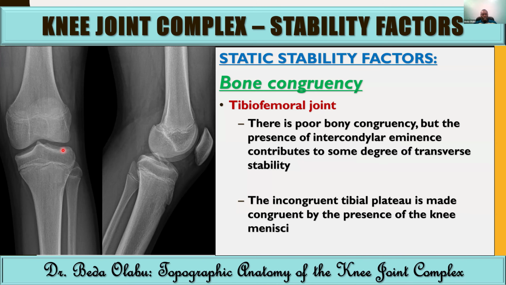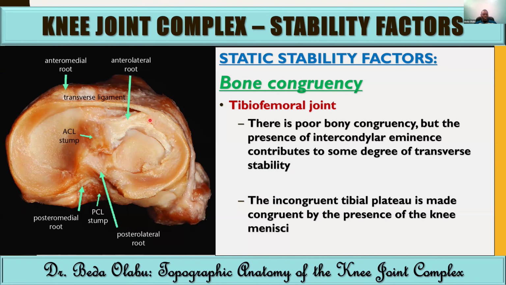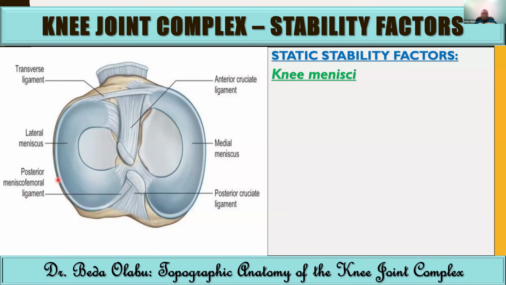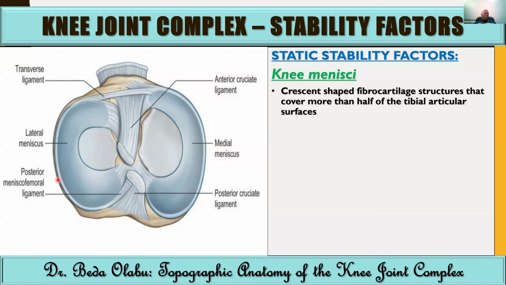And so this is the best time then to talk about the knee menisci. I'd already shown you how they look like. So these are the menisci of the knee. We have the lateral meniscus there and the medial meniscus there. Let's talk about the knee menisci. So knee menisci are crescenteric structures made of fibrocartilage tissue, and they cover more than half of the tibial plateau. We are going to see that this one covers close to 80% of the tibial plateau, and this one covers close to 60% of the tibial plateau.